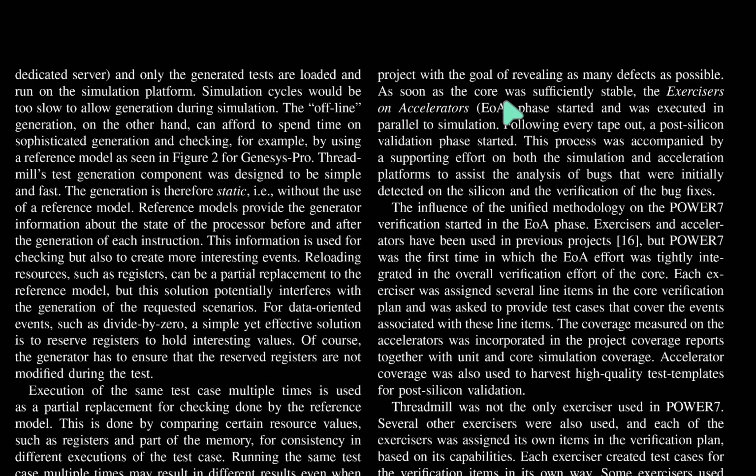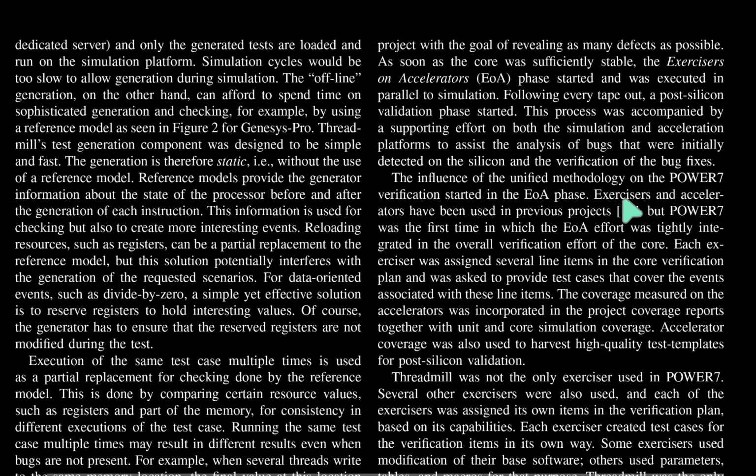As soon as the core was sufficiently stable, an exerciser on the accelerator, the EOA phase, started and was executed in parallel to the simulation. Following every tape-out, a post-silicon validation phase started. This process was accompanied by a supporting effort on both simulation and acceleration platforms to assist the analysis of bugs that were initially detected on the silicon and the verification of the bug fixes.